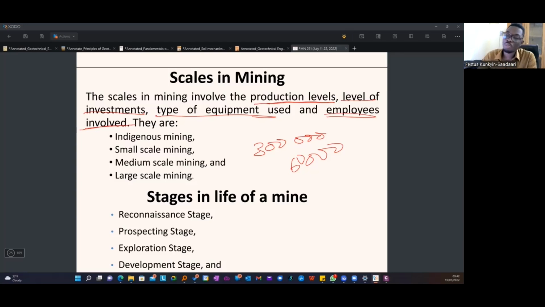So we use the production level, how many tons we are able to make at the end of the year, the levels of investment, how much money is into it, the type of equipment or machinery you are using in your mine, and then the employees involved in your mine. Then we can decide that your mine is either an indigenous, a small scale, a medium scale, or a large scale.